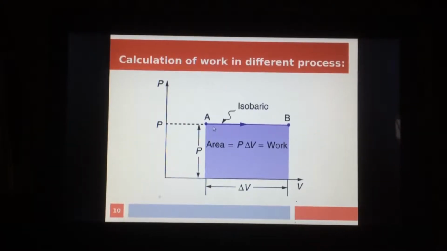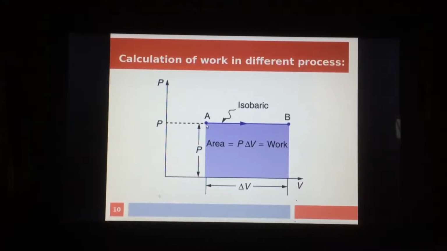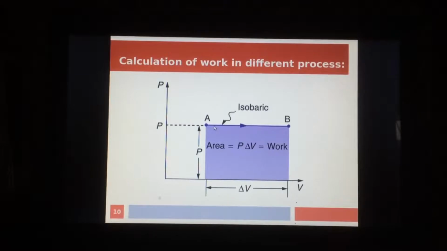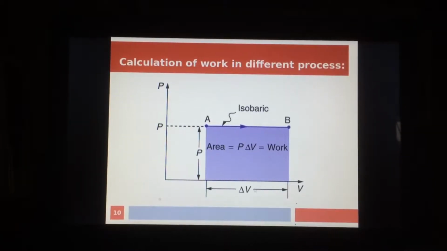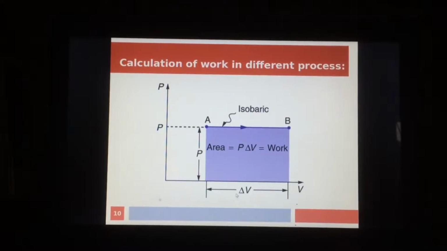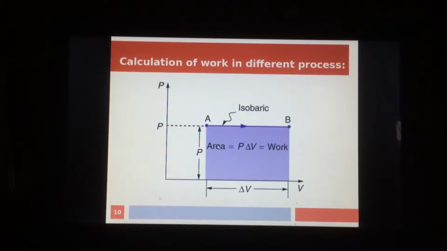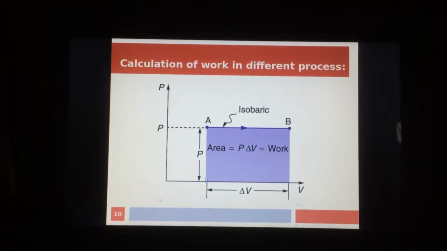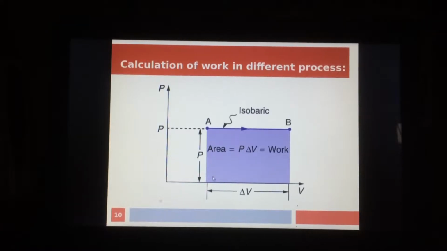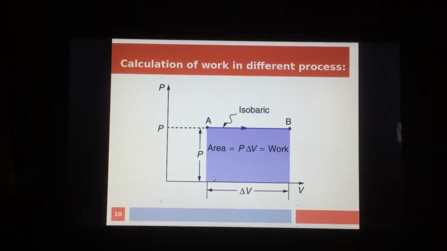So, for an isobaric process, pressure is constant, and the volume changes from VA to VB. So, the volume change here is delta V, which is VB minus VA. The area under the curve is P, the value of this length, because this is the value of the y axis here and this is the value of the x axis here.